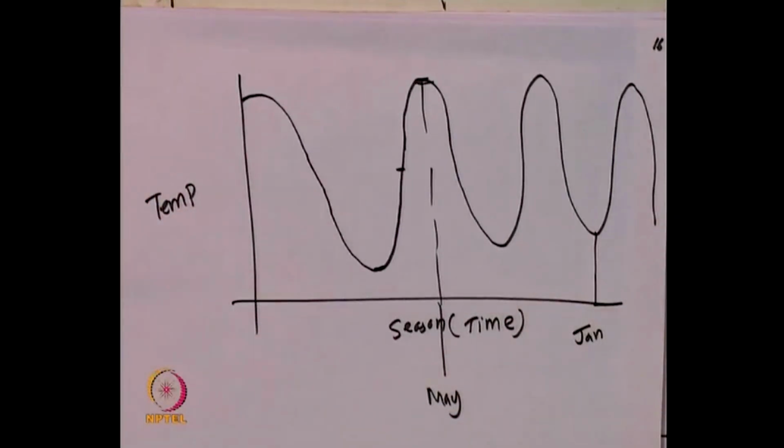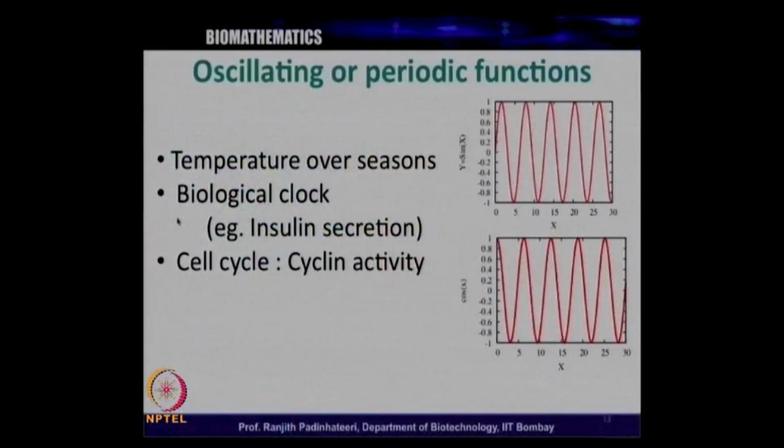So temperature is a periodic function over seasons, and if you want to represent this natural phenomenon of temperature, you can say that this can be represented using sin x and cos x. A combination of sin x and cos x will represent this phenomenon of temperature rise and dip, increase and decrease in temperature. Let us think of another natural phenomenon, the biological clock.